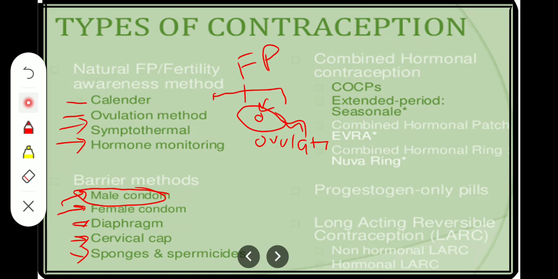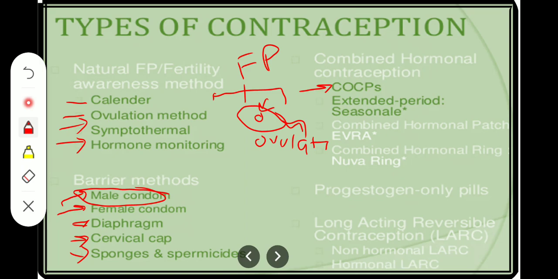Among the hormonal methods, we have certain combined hormonal methods, in which the commonly used method is the pill, the combined oral contraceptive pill. That is something all of you know, and it may be used for an extended period, or it may be seasonal. For a long-term time it can be used, or for a certain period of time it can be used.